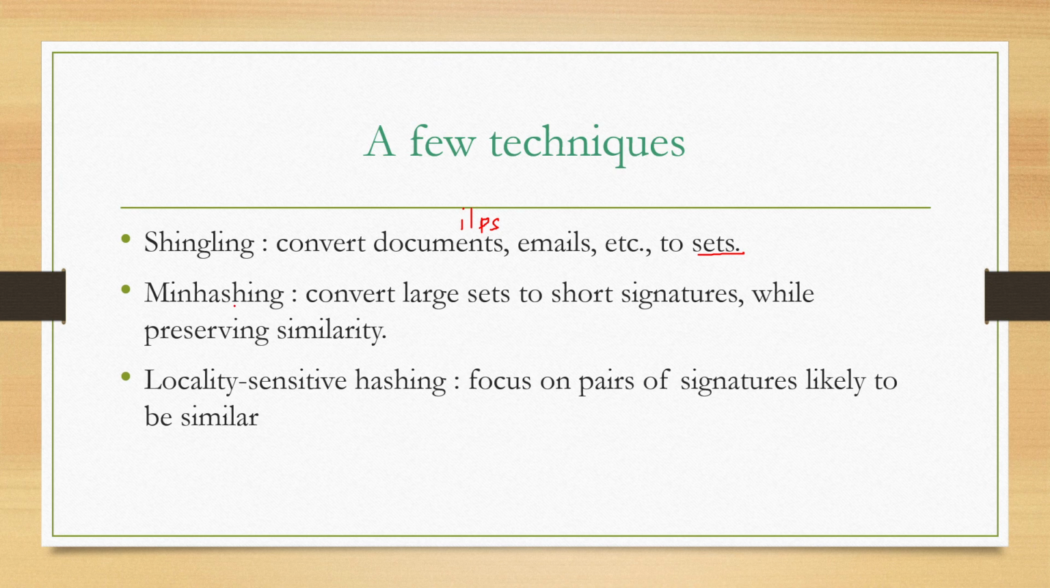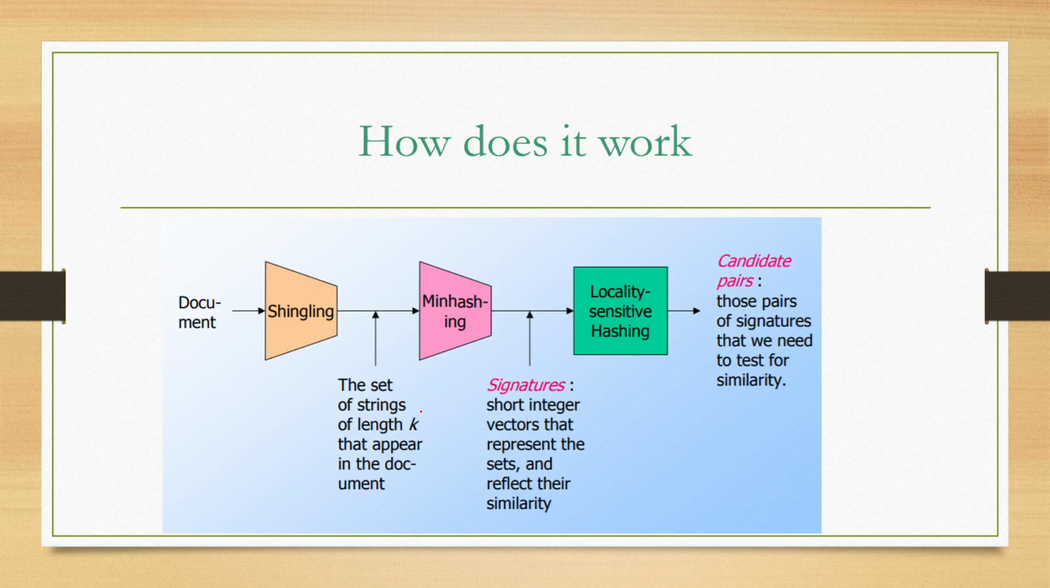Next is min hashing, where we convert these large sets. Once we have sets, we try to convert these large sets into short signatures while preserving the similarity and not changing the document meaning. And finally, we apply locality sensitive hashing so that we can find out similar pairs of documents. So this is how it works.